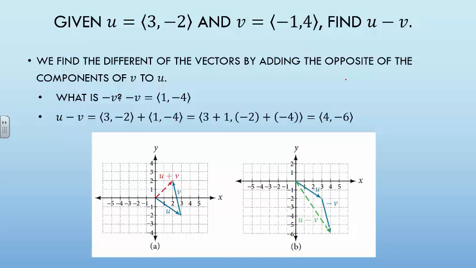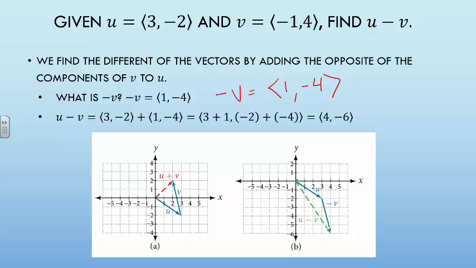Finding the difference of the vectors by adding the opposite of the components of v to u. So what is the opposite of v? Well, v was negative 1, 4, and the opposite of negative 1 is 1, and the opposite of 4 is negative 4. So here we have the opposite of v equals 1, negative 4. So let's draw this picture.